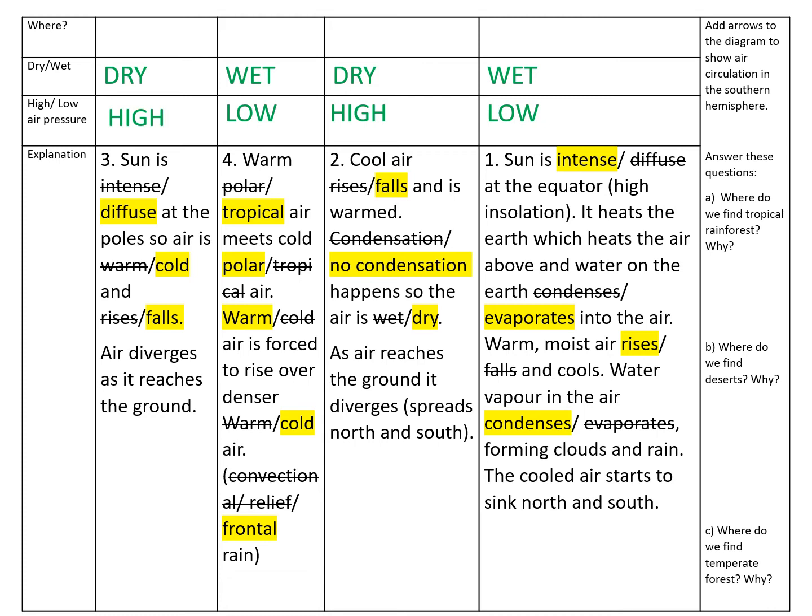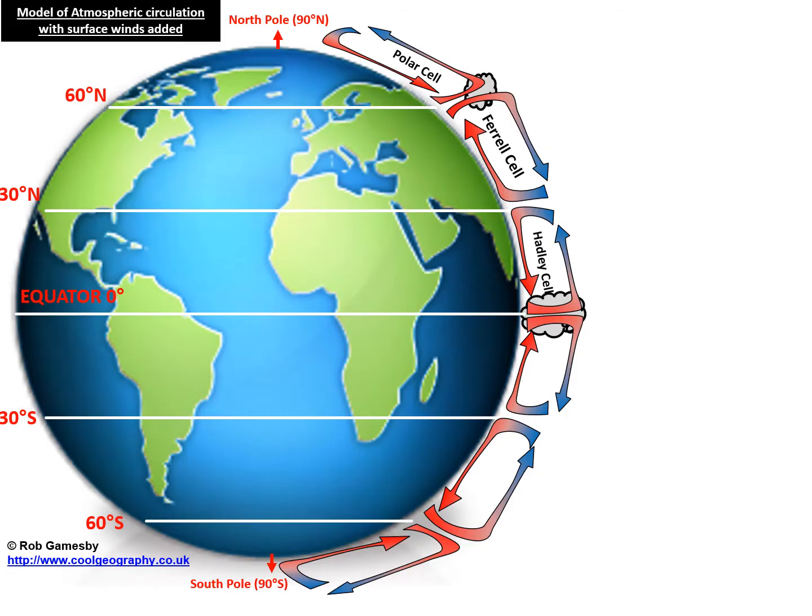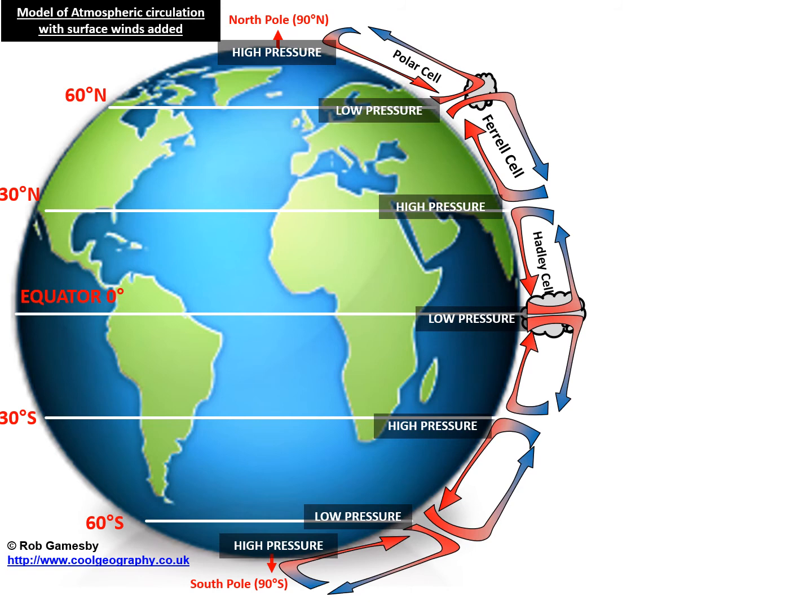And then the fourth stage is over the UK, 60 degrees north and south. The air is wet and the air pressure is low because the air is rising. Warm tropical air meets cold polar air. The warm air is forced to rise over the denser cold air, and this is called frontal rain. So we can see that across the world there are bands of low pressure and high pressure. Low pressure where air is rising, high pressure where air is falling. Low pressure bringing rain, high pressure bringing fair conditions.